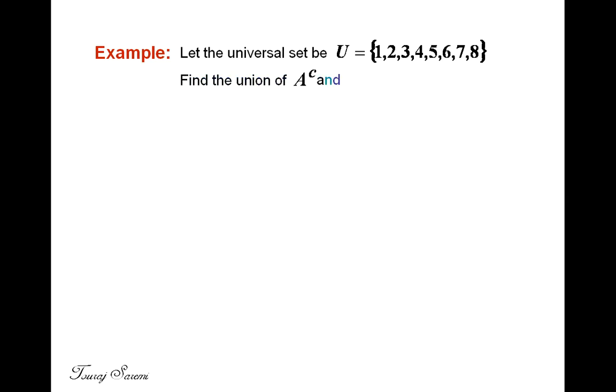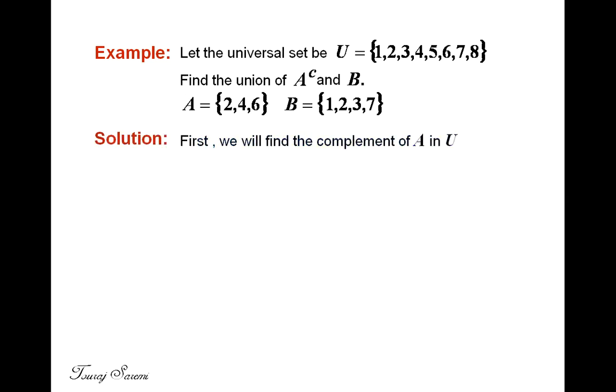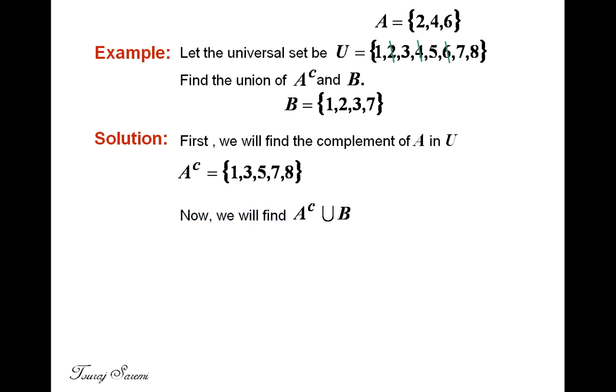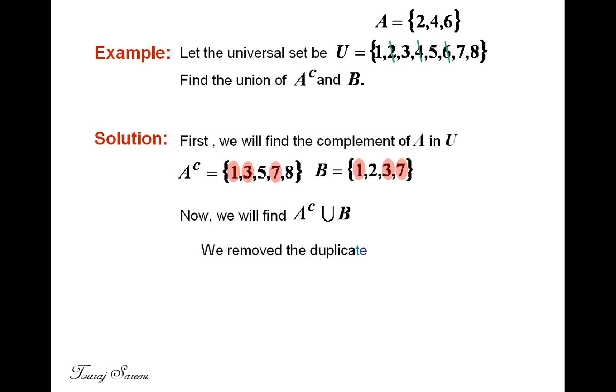Example: let the universal set be as shown. Find the union of A complement and B. Solution: first, we will find the complement of A in U. Now we will find the union of A complement and B. We removed the duplicate elements.